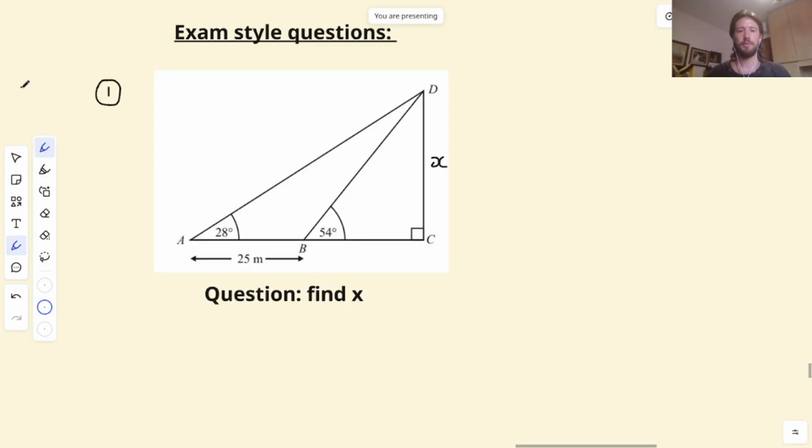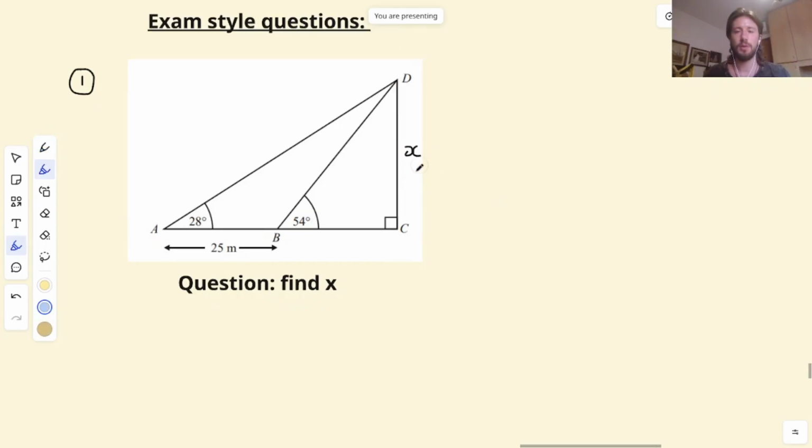Okay, so the first problem is this one here, and it comes straight from a paper. Feel free to pause the video here and try it yourself before I go through the solution. So we want to find x. Now notice x belongs to two triangles. It belongs to this one over here, and x also belongs to that one over there.